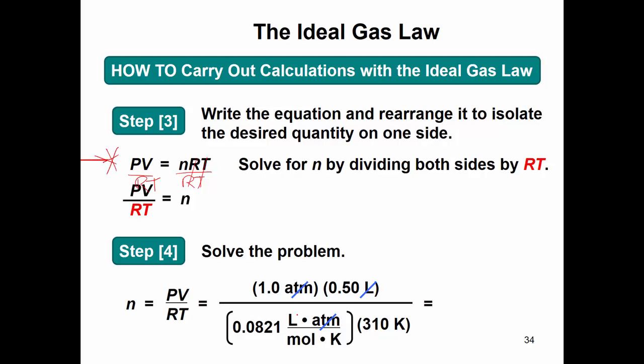If we look, liters cancel, atms cancel, Kelvins cancel, and we're left with moles, and that is what we are trying to find. All of your units should cancel to give you what you're looking for. If you do the math, you get 0.020 moles, and that is the answer. So it takes 0.020 moles if you're at 1 atm pressure, 0.50 liters, and at 310 Kelvin.